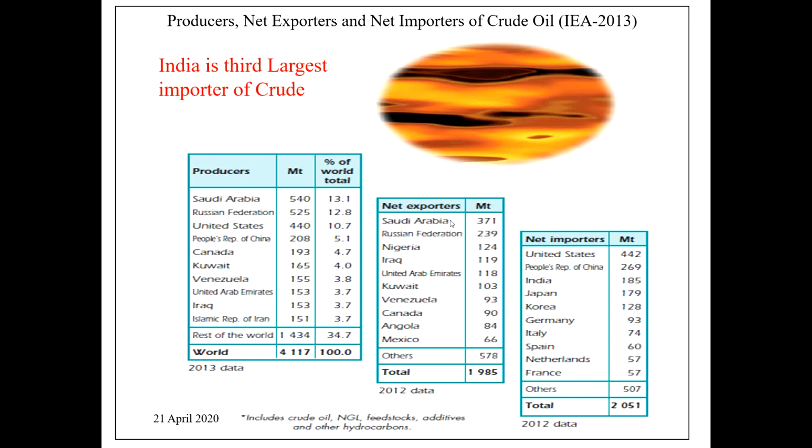Next, exporters of oil. Among net exporters of oil is again Saudi Arabia. Saudi is exporting a lot of oil. Russia is also exporting a lot of oil. Nigeria is exporting oil. Net importers: United States is the top importer, followed by China, and we are the world's third largest importer of crude. So due to the heavy dependence on crude, we have to import crude. You can see here what quantity of crude we have imported. Of course, these are 2013 figures of the International Energy Agency. So a lot of crude India is importing.